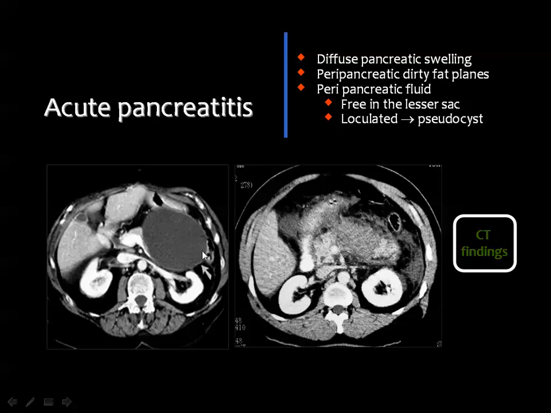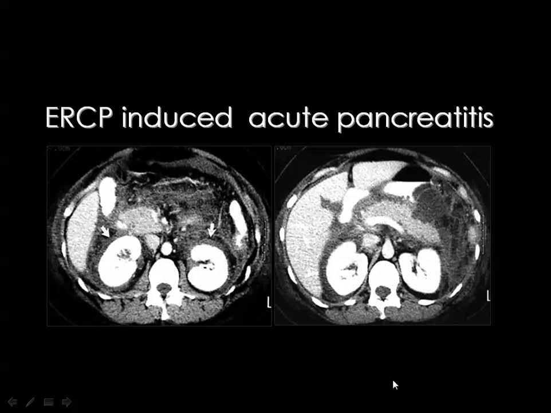Then whenever the fluid is encysted, this is known as pseudopancreatic cyst, and the pseudopancreatic cyst is one of the known associations of acute pancreatitis.